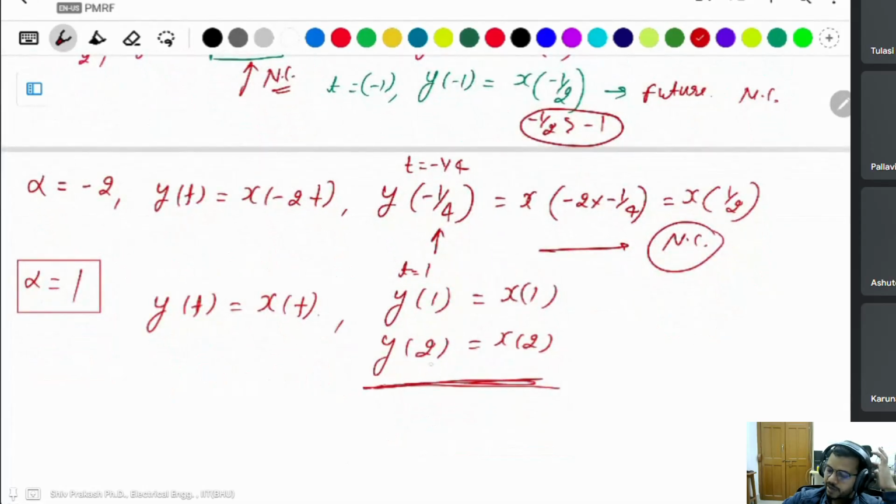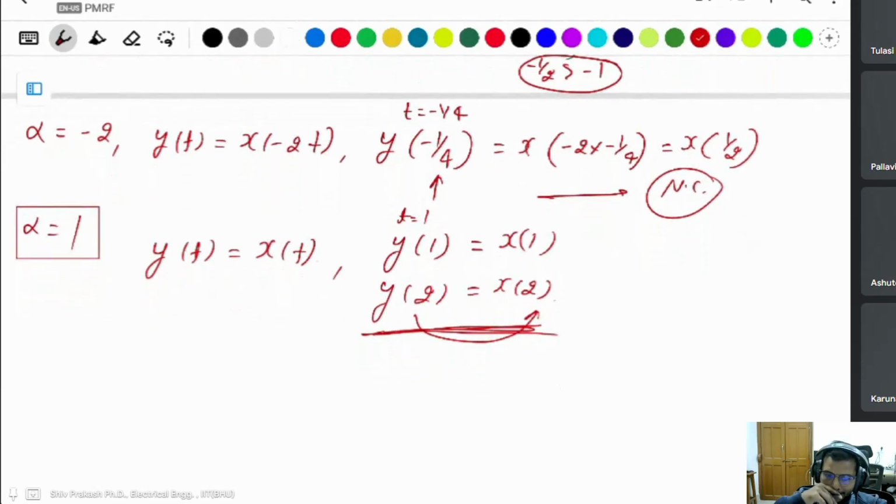At any instant of time, it will directly present the value, sorry, the past value or present value. Another example of a causal system is y(t) is equal to u(t-3). Put any value of t, and you will get the value in the past, not a future value.